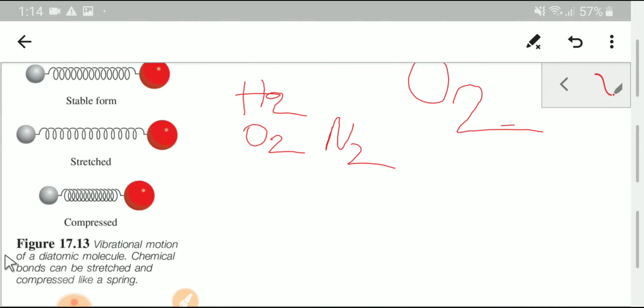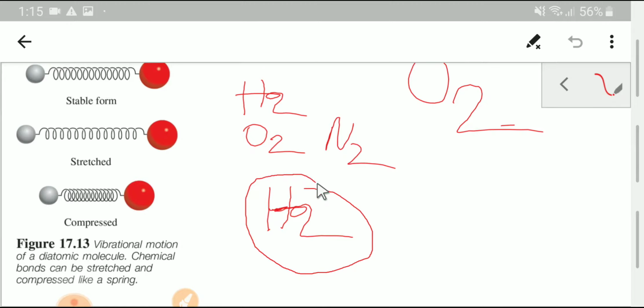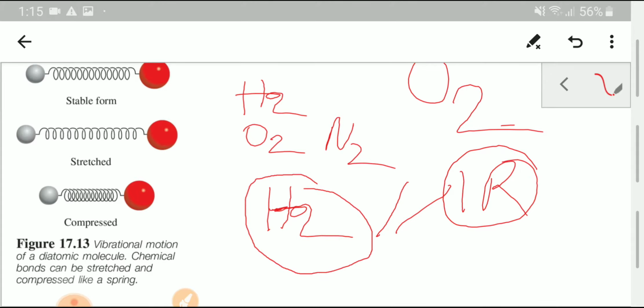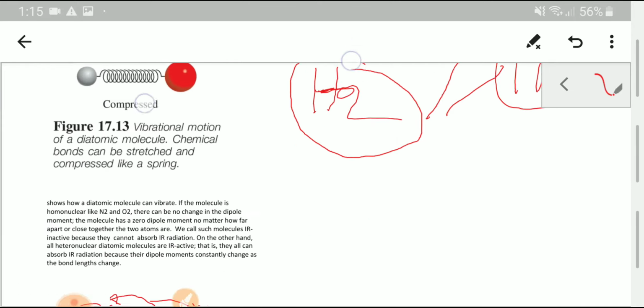The vibrational motion of a diatomic molecule or chemical bonds can be stressed and compressed like a spring. For this type of vibration, no dipole moment change happens in the hydrogen molecule. If the dipole moment doesn't change, then the molecule will not absorb IR radiation. So the hydrogen molecule is IR inactive. That is why the hydrogen molecule is not a greenhouse gas.